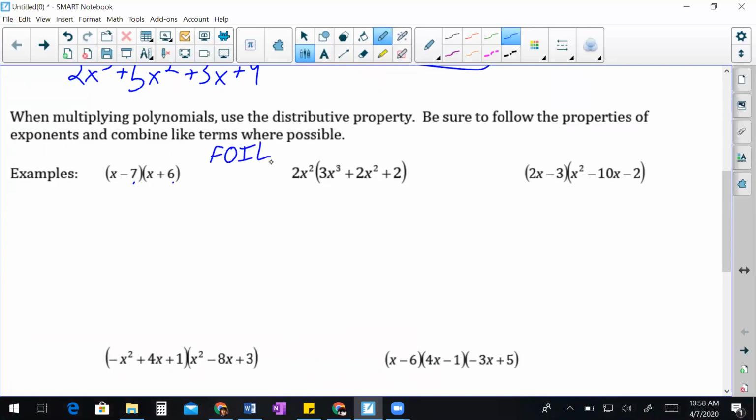Remember FOIL: first, outsides, insides, last. It's also called double distribution, or rainbow, or rocket ship, or over, under, whatever you want to call it. The biggest deal is that you recognize the pattern here. All right, so let's look.